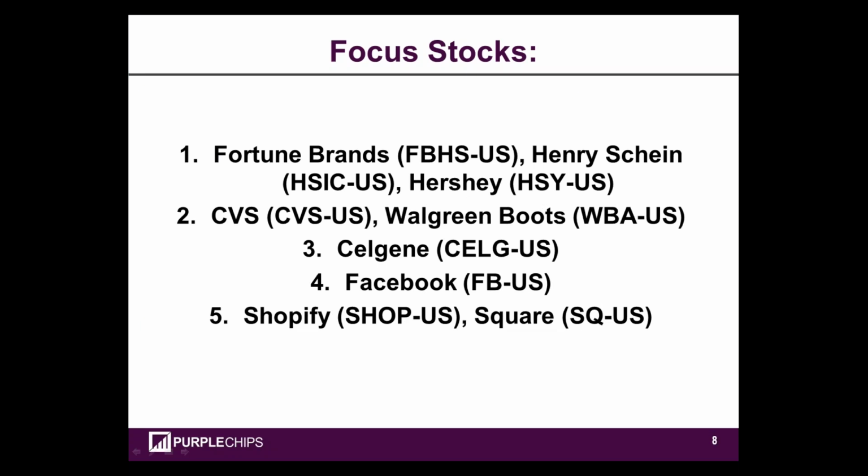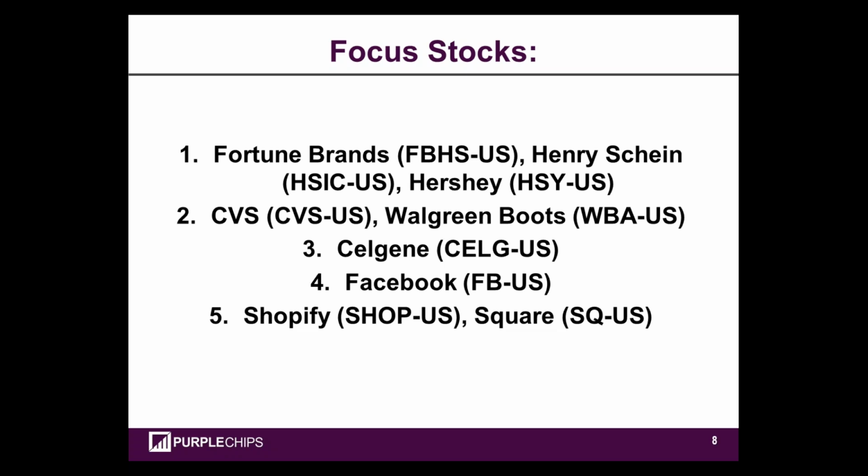Does anyone else have any other questions for me? Because you can see on my slide here, focus stocks, I'm looking at companies that I think are fairly defensive, like Henry Schein, which is in the dental supply business, Hershey's, you know, in the chocolate business. I mean, the demand for Hershey's is always going to be strong. Demand for dental work is always strong. Fortune Brands owns things like Moen faucets.